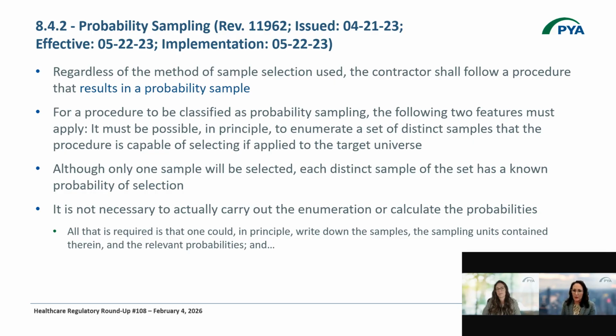So we're going to talk about what some of those pieces are that are required for a probability sample. So it must be possible. You'll see in that second bullet, it must be possible in principle to enumerate the set of distinct samples that the procedure is capable of selecting if applied to the target universe.